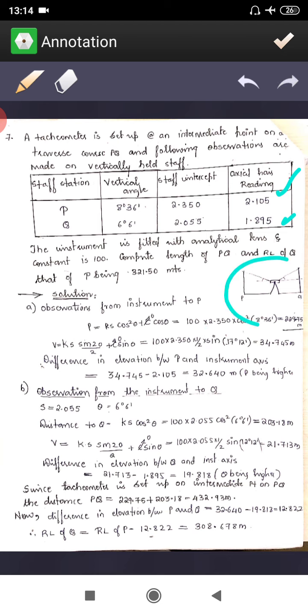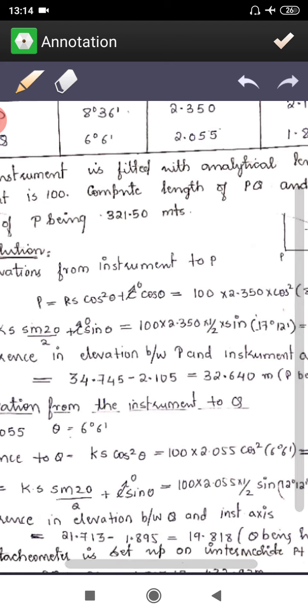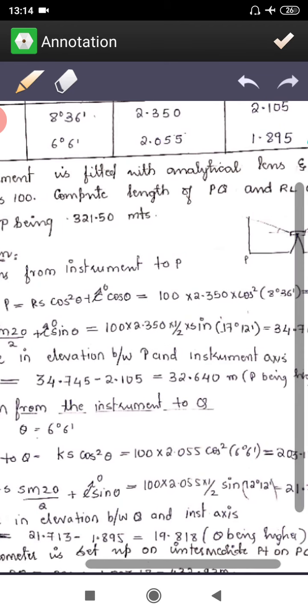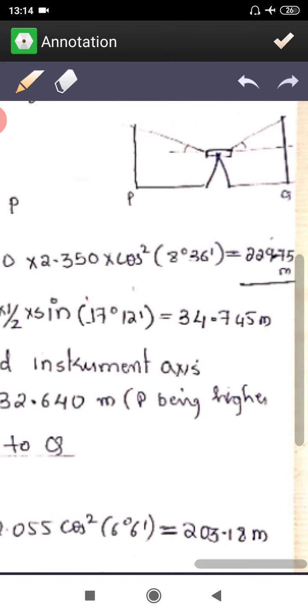PQ difference is also given here. I will try to write that figure here. PQ difference is also given, and the observation from the instrument to P is equal to, here I can show, D is equal to Ks cos square theta plus C cos theta, that is going to be the height at P. If you put all those values, you are going to get 229.75 meter.